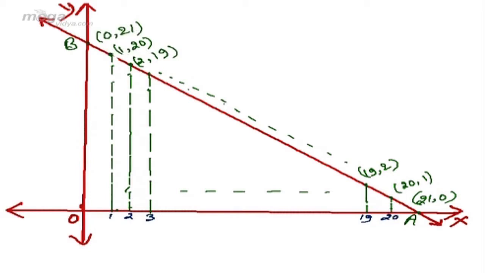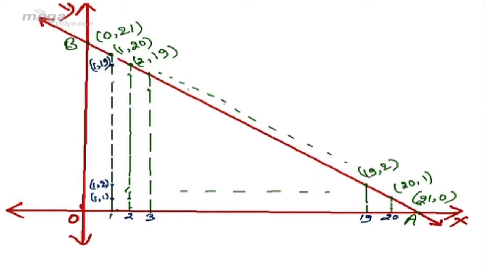Now we will see, from (1, 0) to (1, 20), how many points lie whose coordinates are integers. One point is (1, 1), another is (1, 2), (1, 3), and so on. You can move up to (1, 19). That means on this line there are 19 points whose coordinates are integers, and those points lie inside this triangle AOB.